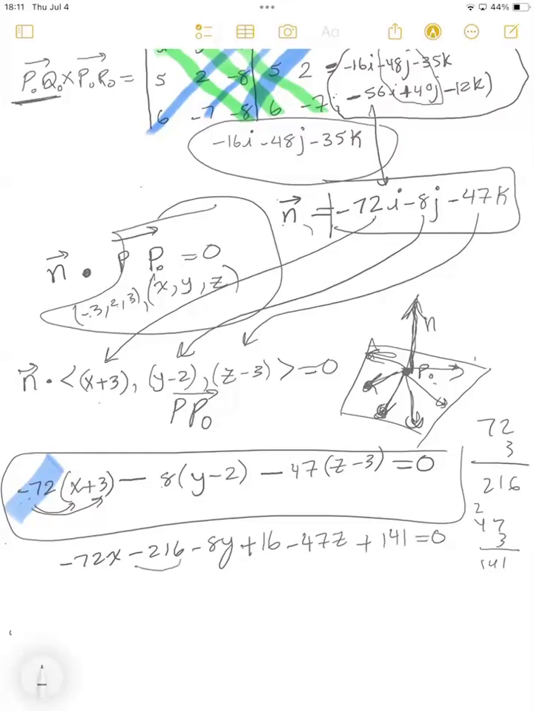Lastly, let's add these constants and move them to the other side. So I have 16 and 141. And then 157 and 216, I subtract.